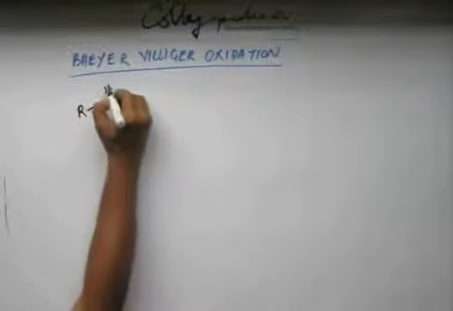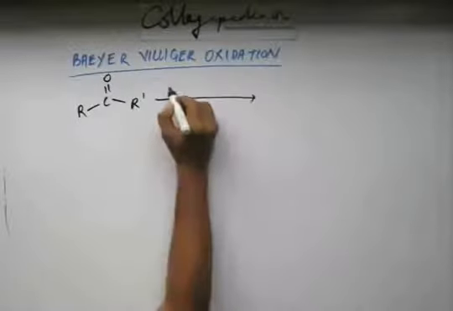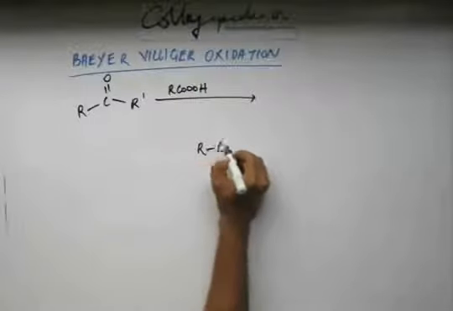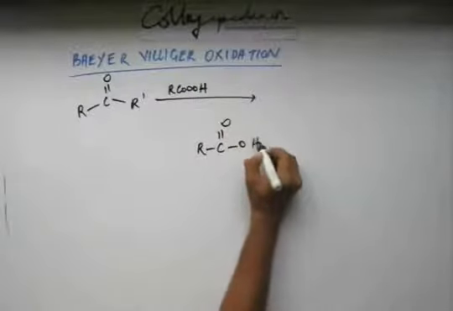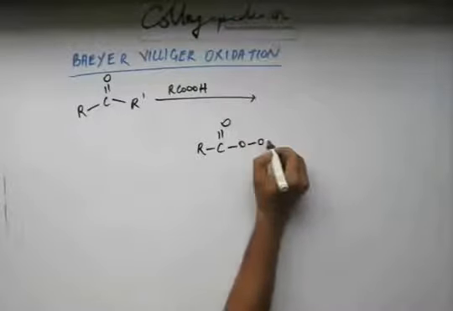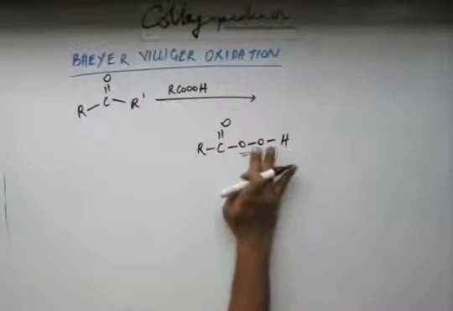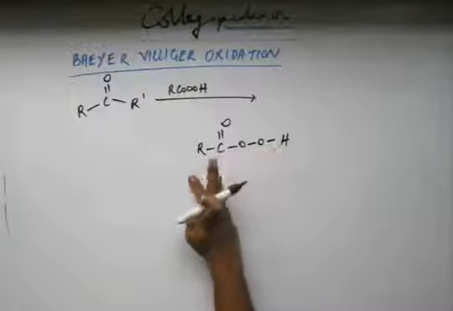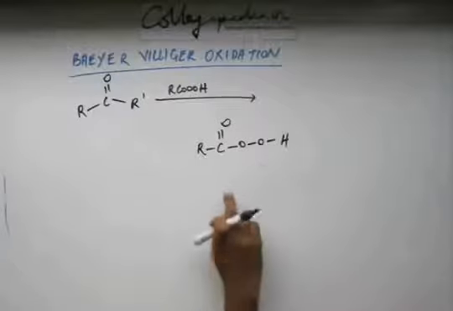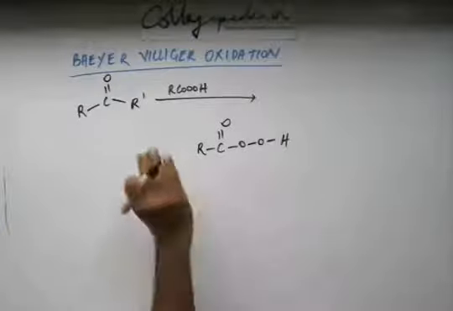For example, if I have a ketone like this, in this reaction we take a peroxyacid, RCO3H. Now this is a carboxylic acid. When we have a peroxy linkage, a bond between oxygen and oxygen, in a carboxylic acid, it is called a peroxyacid. So in this reaction we take a peroxyacid.